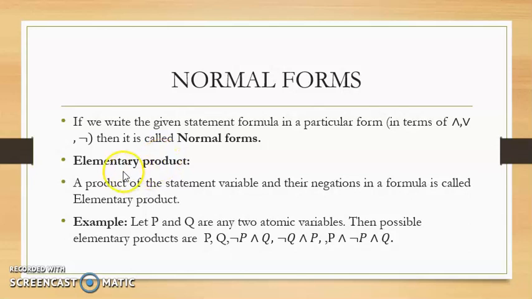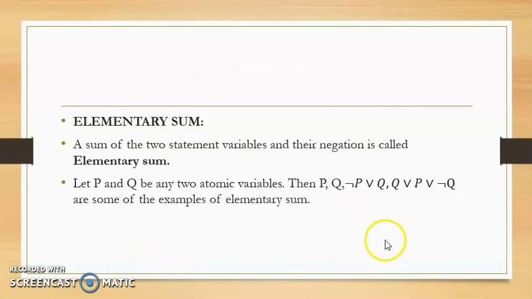Elementary product. So what is an elementary product? A product of statement variables and their negations in a formula, we call it an elementary product. Let us consider the examples. P and Q are any two atomic variables. Here we can write the elementary products as P and Q, or you can take not P and Q, not Q and P, P and not P, P and Q. So like that, with the help of variables and the connective and, we can form normal forms which are elementary products.